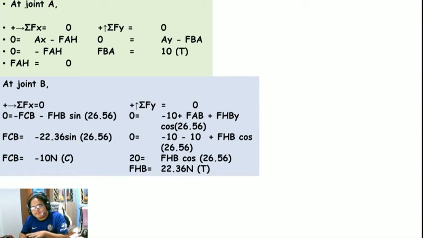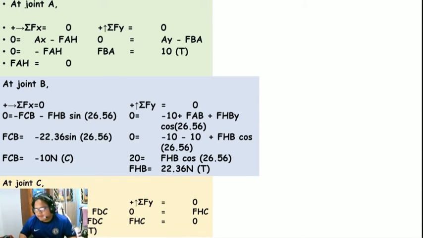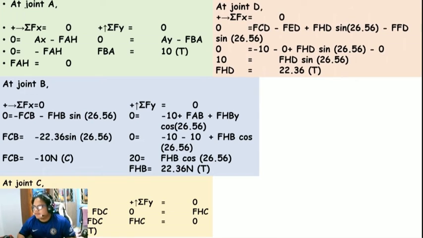Almost every joint is the same. Let's go to joint C. For joint C, we get FDC equals 10 Newton, which is a member in tension, and FHC equals 0, which means no force is exerted there. How about joint D? At joint D, I got only the value of FHD, because I only use Fx. If I use Fy, I have many variables, so I use it at other joints which can give the result. So FHD equals 22.36.